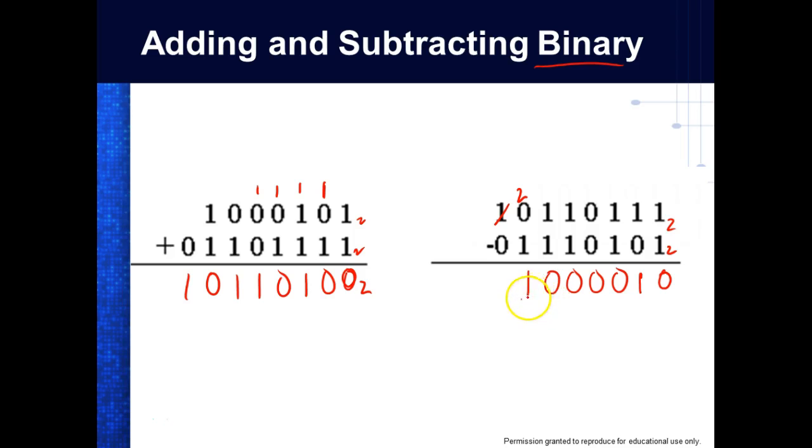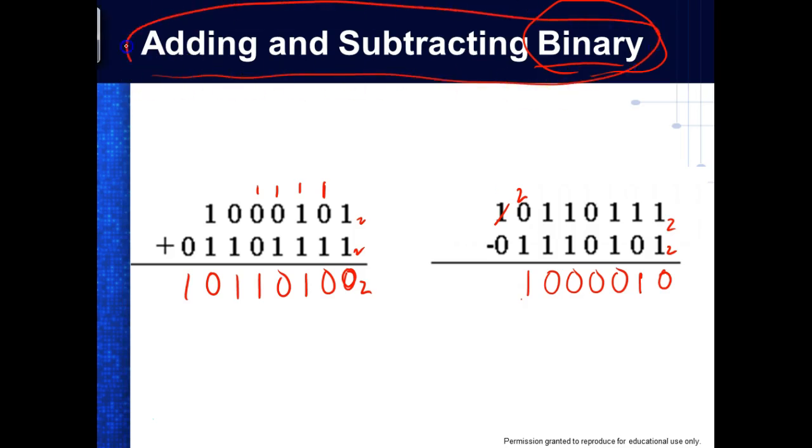You better not come up with a 2 down here. If you come up with a 2 down here, it means you what? I was asking about how you're getting the base 2. How are you getting the base 2? Because it says it's binary right there. It says adding and subtracting what? Binary.